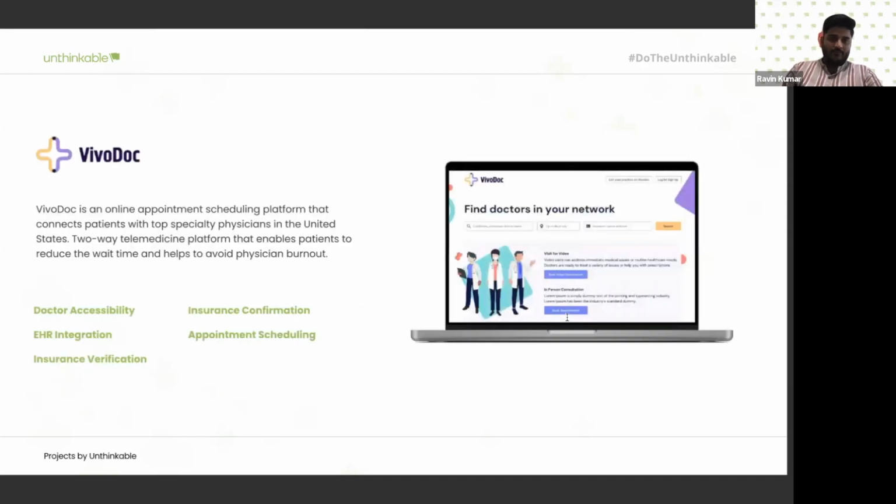And then moving ahead with our next client, their main problem statement was to solve the scenario of long wait times in appointment booking, and limited access to especially specialist physicians in the hospital. It has become a significant issue, especially in the United States, and they came to us with this particular problem. There was no product that they had at that point in time. We designed it from scratch, and these are a few of the modules that we designed for them: doctors accessibility, insurance confirmation, etc.